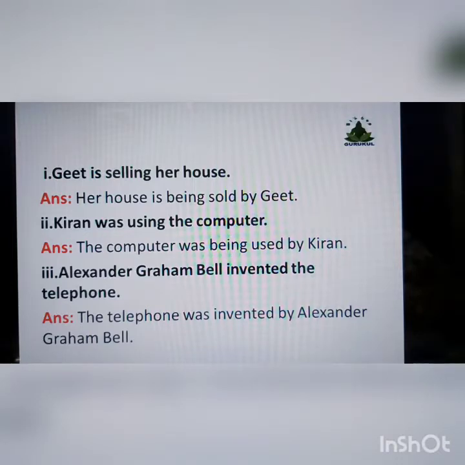Third example is, Alexander Graham Bell invented the telephone. This is an active form and we are changing it into passive form. Its answer is, the telephone was invented by Alexander Graham Bell. So now children, we will stop here and will see the remaining examples in the next video. Thank you.